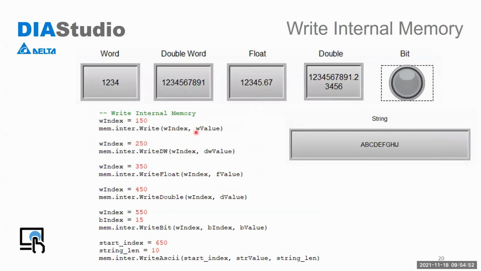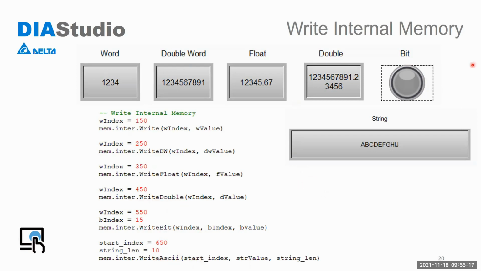Okay, in the same way, when I want to write, I have the similar function, but in this case it is mem.inter.write. And again, depending on the data type I want to use, I have the write word, the DW, write float, write double, write bit, or write ASCII. It depends on the data type you want to read or write. Okay.